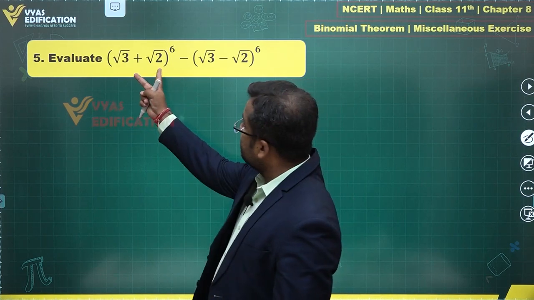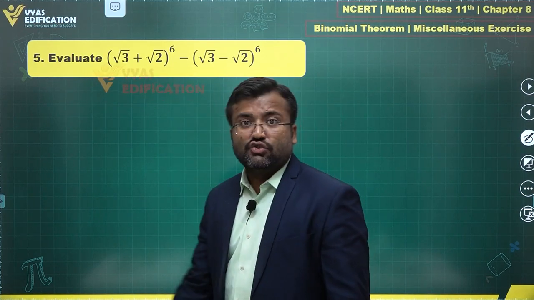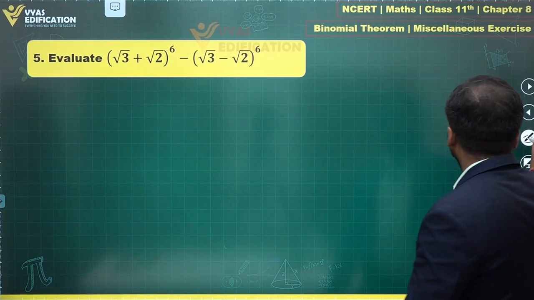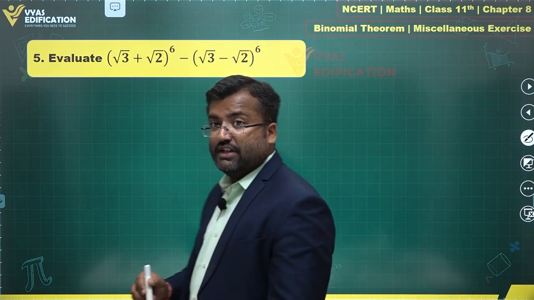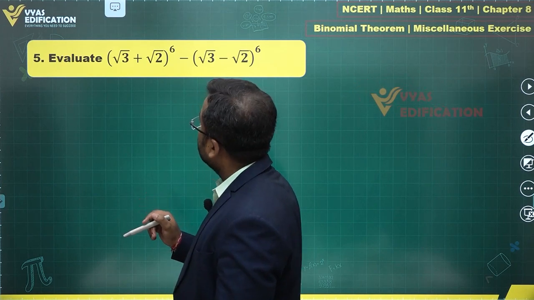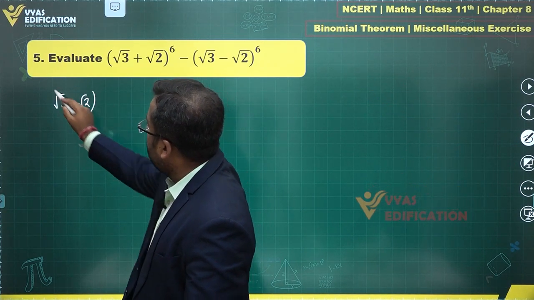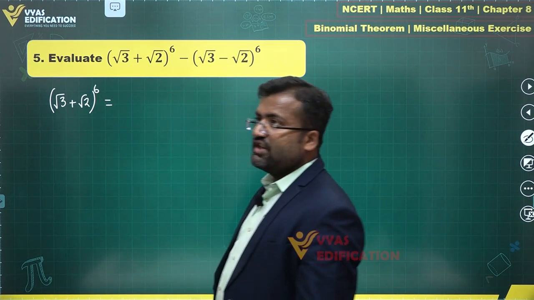We'll expand this and we'll expand this, then we'll subtract these two terms and see where that takes us. We have to find the value of this. Okay, let's do it. Let me write the expansion of (root 3 plus root 2) whole power 6 first. This is equal to what?